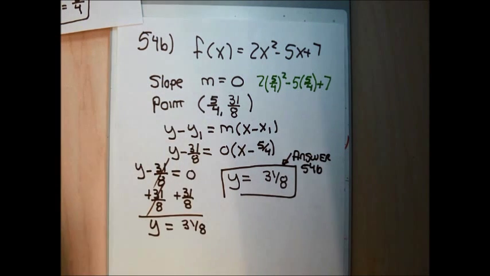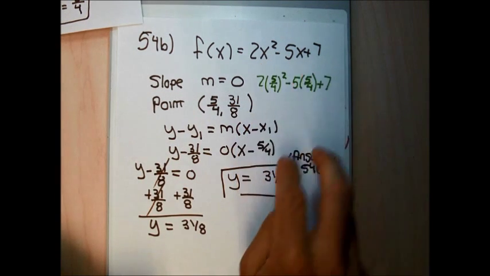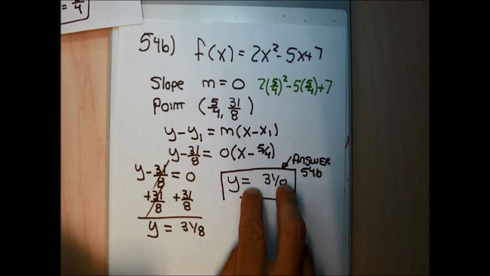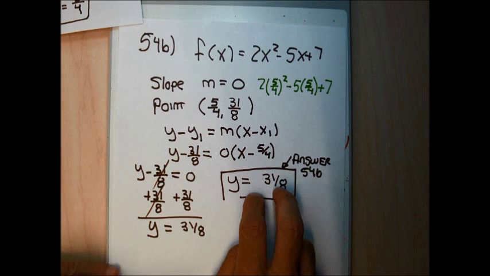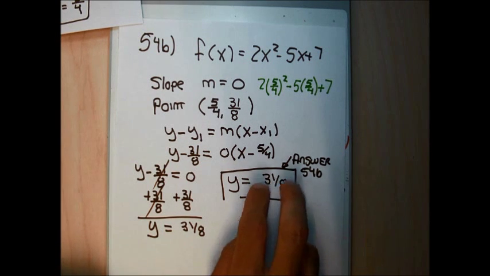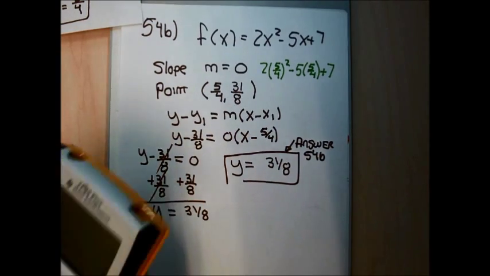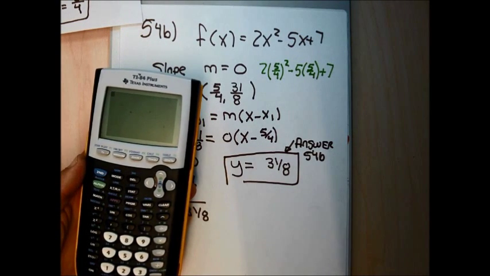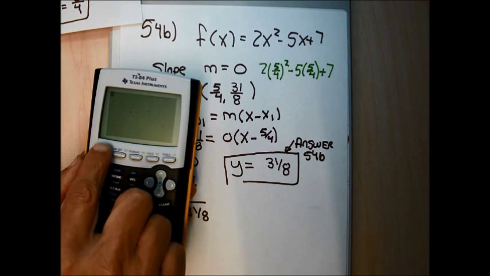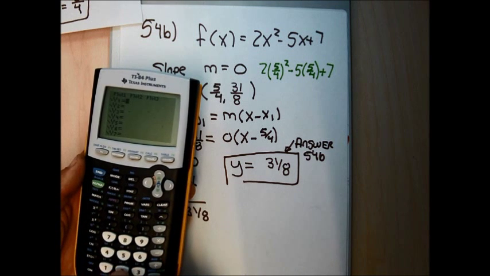It turns out that these are relatively easy to check. To check these, all I would have to do is graph the original equation in y1, graph the answer to 54b in y2, and this tangent line has to go through a hump or a valley. Because this is a parabola, it's going to go through the vertex of the parabola. The only tangent line that is horizontal for a parabola is the one that goes through the vertex.